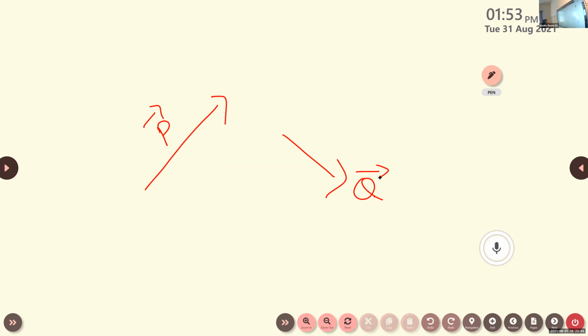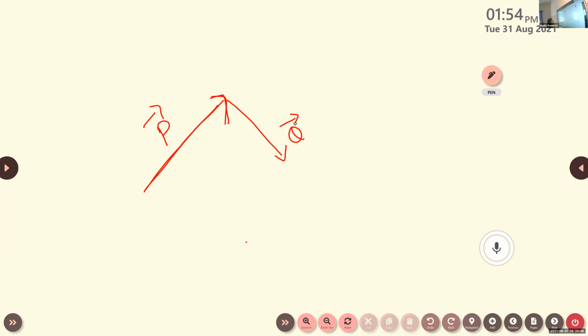The first and foremost thing that we are going to do here is arrange these two vectors in the same order. The next method is arranging the vectors in the same order, that is, tail to head arrangement. Here it is tail to head P. Then we are going to arrange Q, tail to head. This is our vector Q. So here we have two vectors, vector P and vector Q.